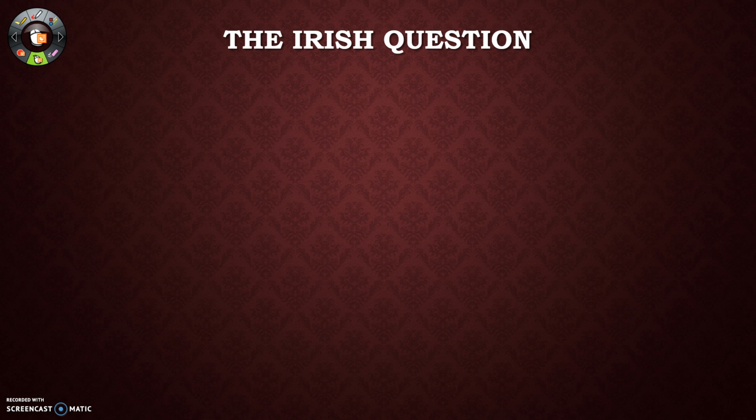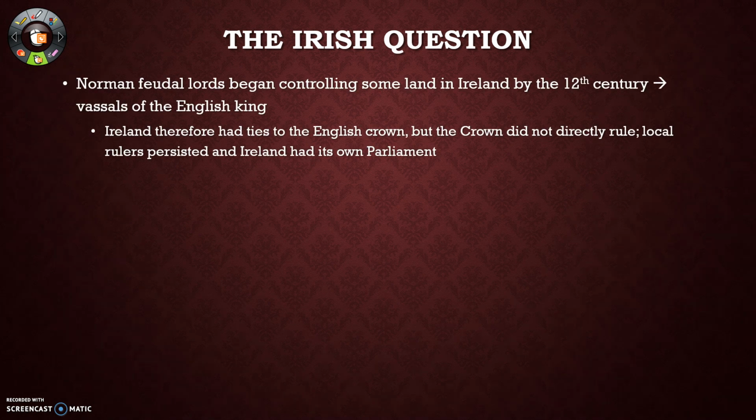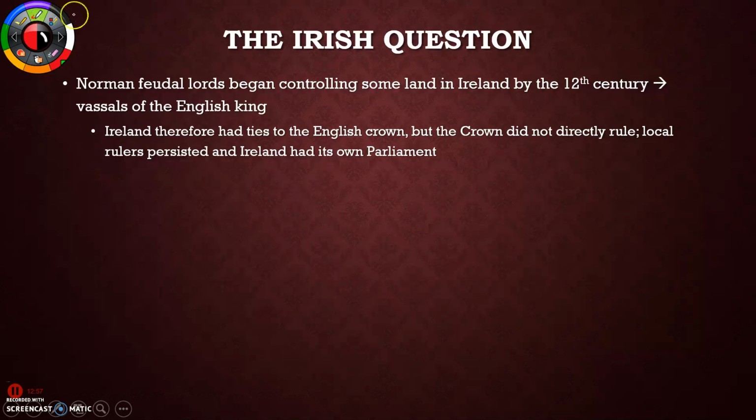So, the Irish question. Now, Ireland is a complicated issue when we consider what is going on in English political history, because if you remember, Ireland was never conquered by the Romans. It was essentially established by the Celts, and they did their own thing. So they basically are on their own until about the 1100s. In the 1100s, Norman feudal lords make their way across the Irish Sea and start settling in Ireland.